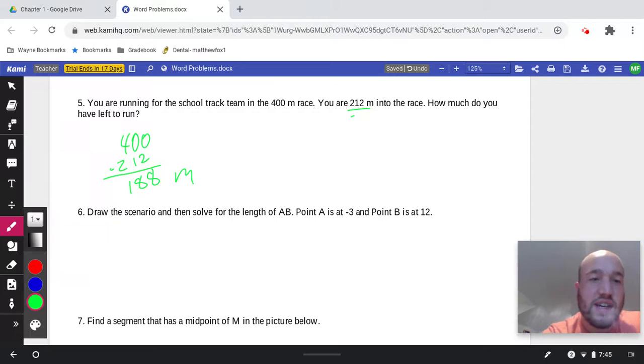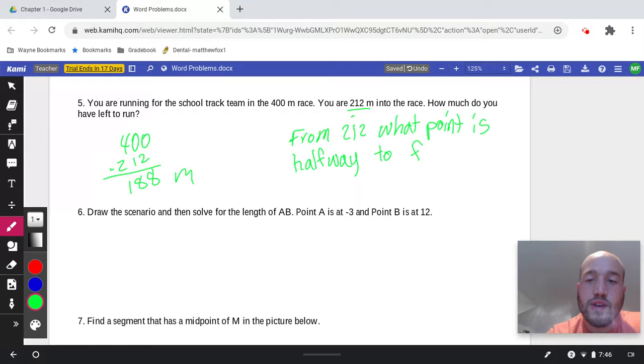Now, it doesn't ask you this, but I want you to think about this. From 212, what is halfway to the finish? And this one, you've got to think carefully about. What point is halfway to the finish from 212?